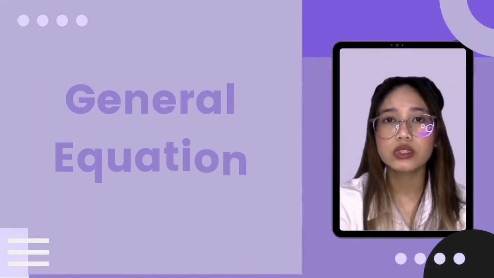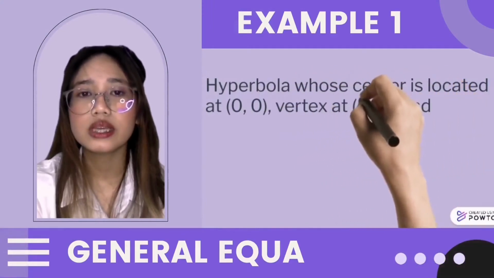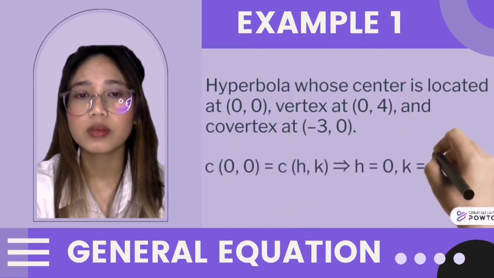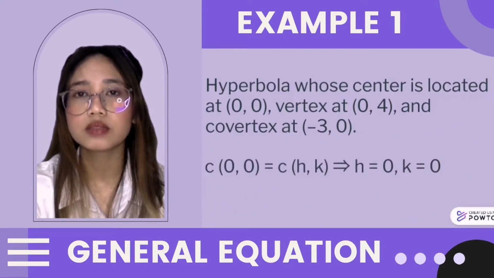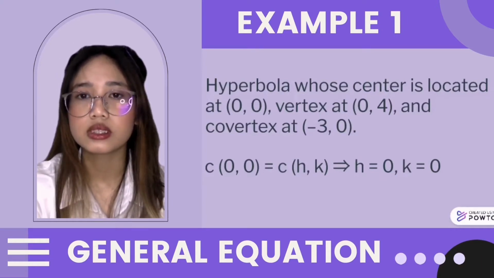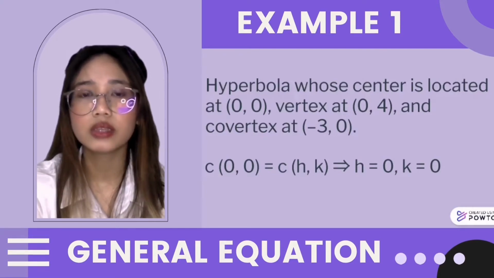And now, I will show you how to solve the hyperbola in general equation form. For example, the center is (0, 0), the vertex is (0, 4), and the co-vertex is (negative 3, 0). So, you will get the h and k in the center. The h and k is 0 and 0.